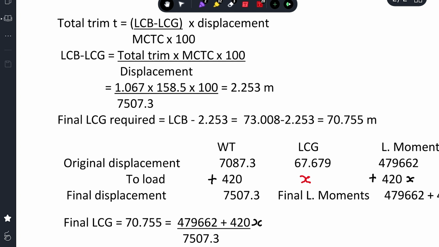So what will be the LCG? I know LCB also. I have got the LCB for my final displacement from the Inship particulars. So I insert the value of LCB here. So final LCG should be LCB minus 2.253. Final LCB is 73.008 minus 2.253, and I get 70.755. This must be the final LCG of the ship after loading 420 tons. Okay, so let's make the table.